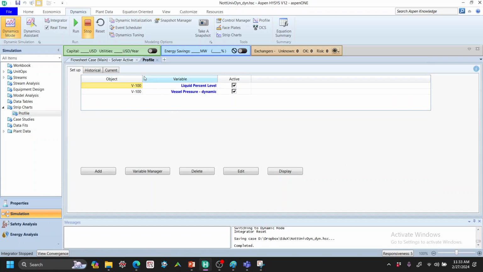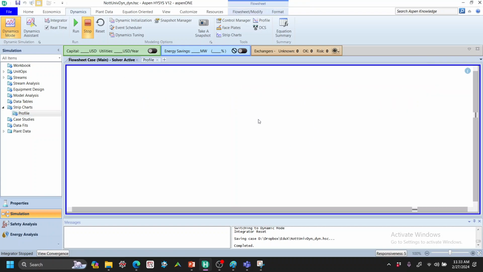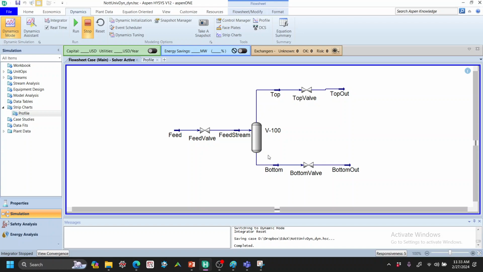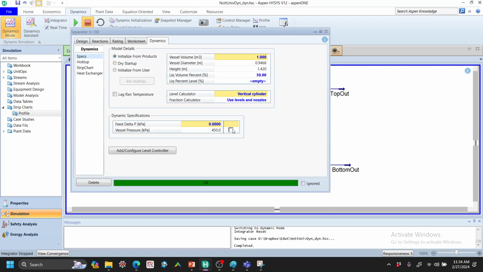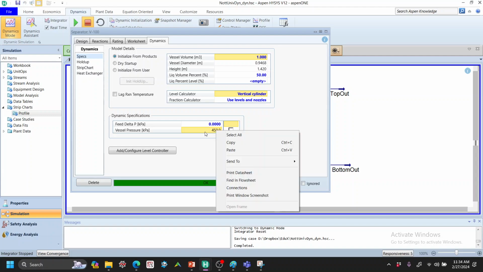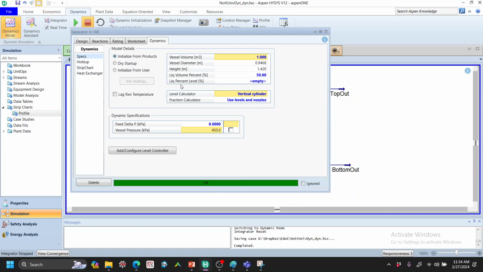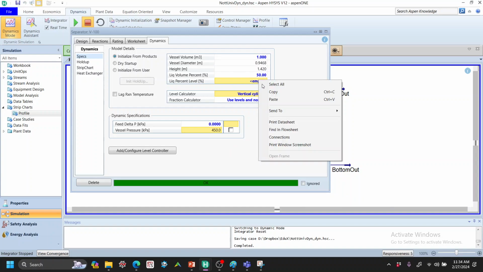The easiest way is I go to the flow sheet, and because we know already what we want to see, we go to the vessel, and I want to see the vessel pressure, right? Then I highlight this number, right click, and send to strip chart, and then profile, the name of the strip chart that you have created. The same goes with the liquid percent level. I put it here, right click, send to, strip chart, and then profile.